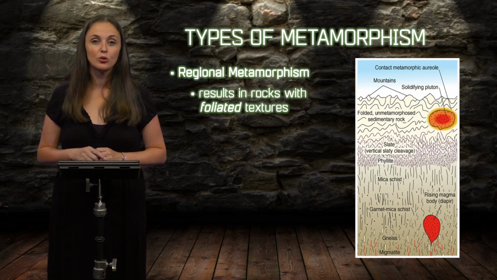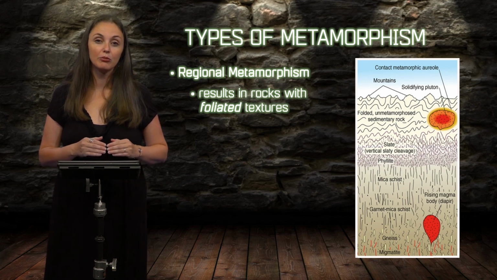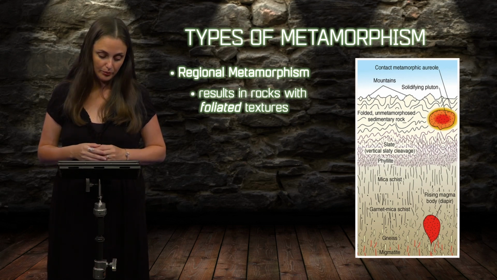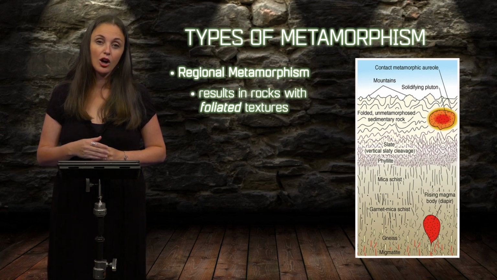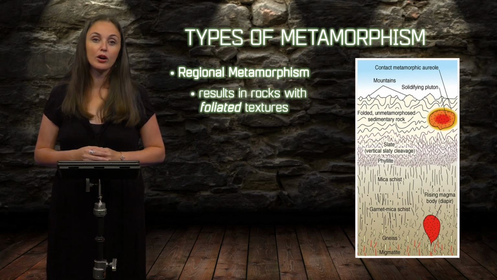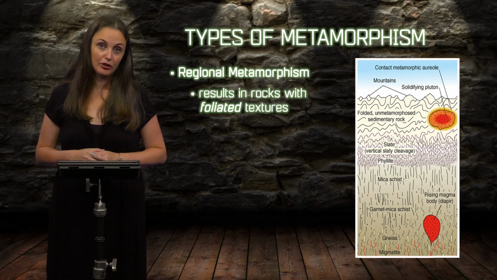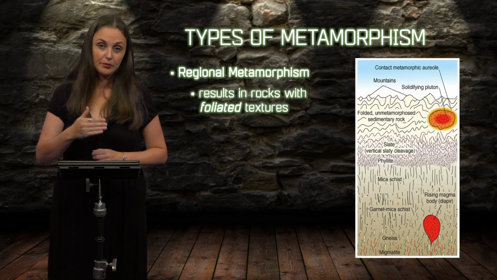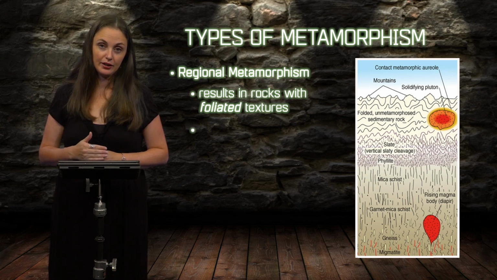It shows you an increase in the degree of metamorphism as you go from closer up to the surface where there is no metamorphism taking place. You have folded, unmetamorphosed sedimentary rock all the way down to the bottom where you're going to have completely melted rock. So as we go from the top down, we're increasing the grade of metamorphism that's taking place.